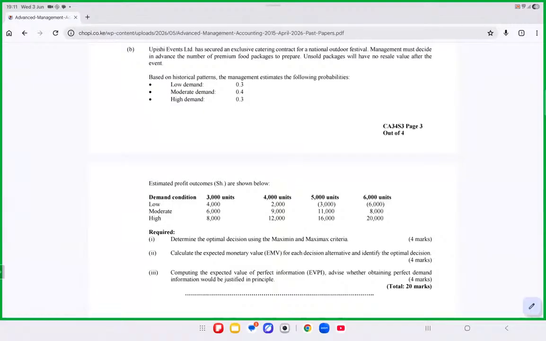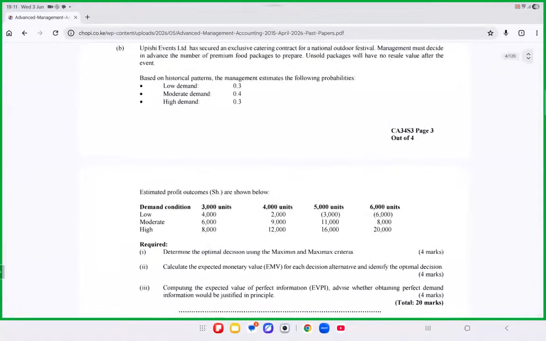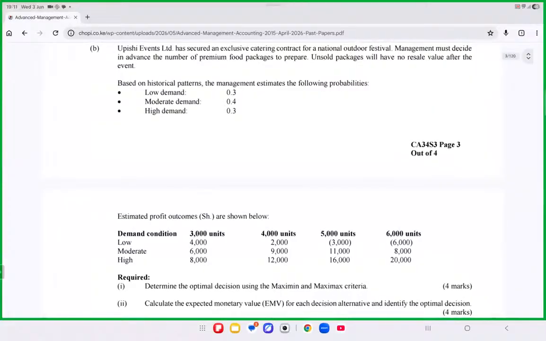Are you able to read that? Okay. KNFF Events Limited has secured an exclusive catering contract for a national outdoor festival. Management must decide in advance the number of premium food packages to prepare, and all packages will have no resale value after the event. Based on historical patterns, the management estimates the following probabilities.